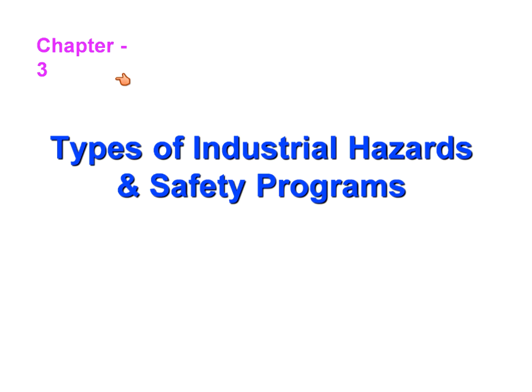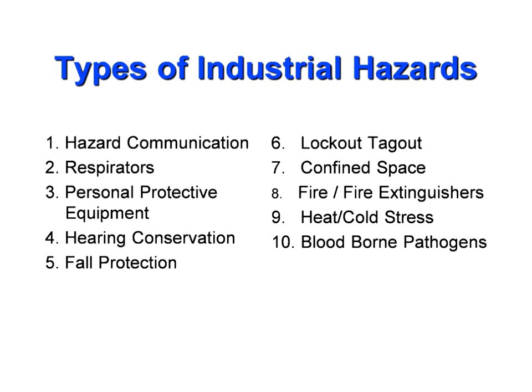So this is chapter 3. We are going to see the types of industrial hazards and its safety programs. These are the major types of industrial hazards. We have around 10 types of hazards.